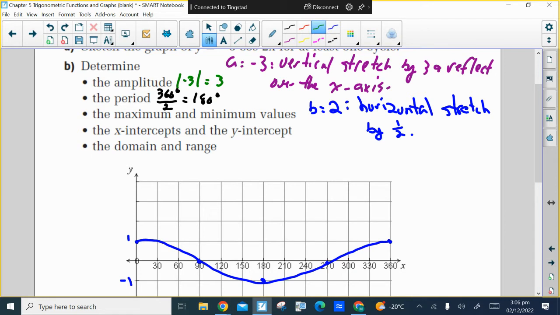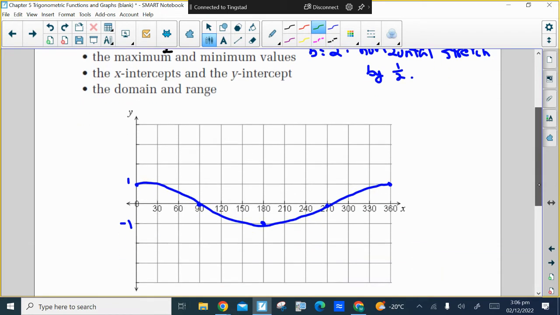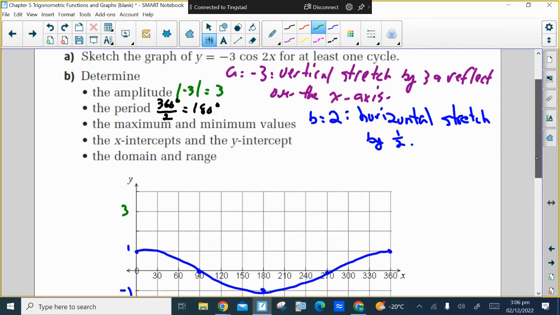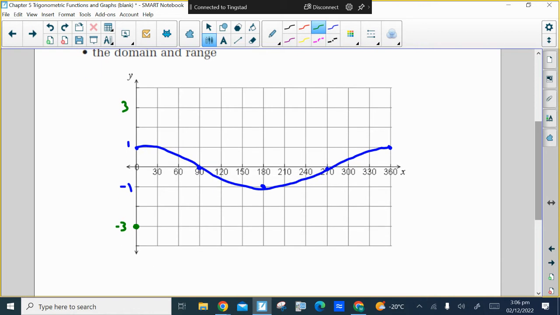Well, we're going to vertically stretch by a factor of 3 and reflect over the x-axis. So instead of starting at +1, this graph will actually start at -3 because the y value gets multiplied by -3. And our period was 180 degrees. So at 180 degrees, we're going to be at the same point. That's the end of our first cycle. Another 180 degrees, that would be the end of our second cycle.